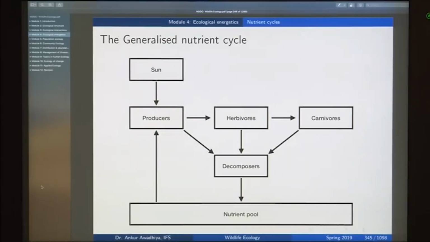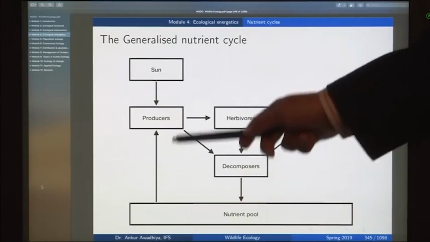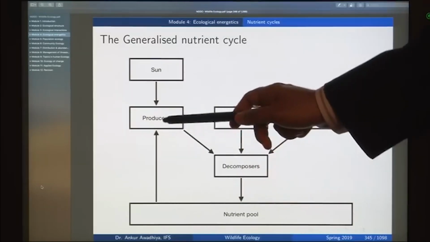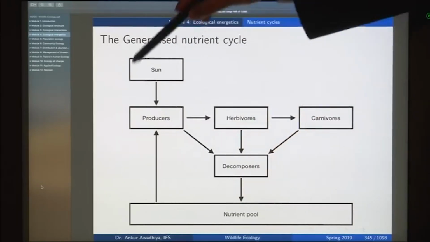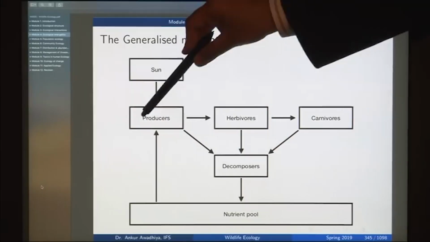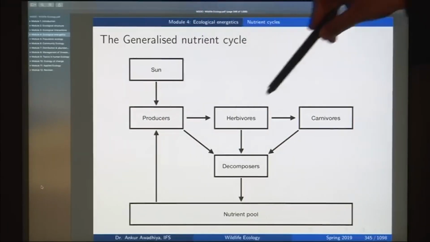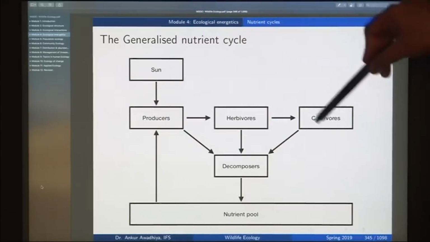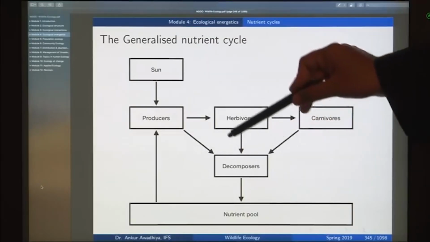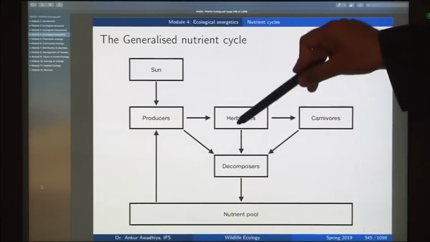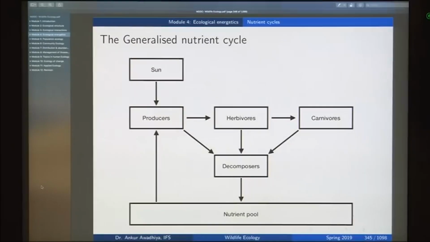You will have a pool. From this pool, the producers or the plants are taking up nutrients. They are also using the energy from the sun, and from the plants it goes to the herbivores, from there to the carnivores, from all of these it goes to the decomposers, and through these decomposers these nutrients again reach the nutrient pool.